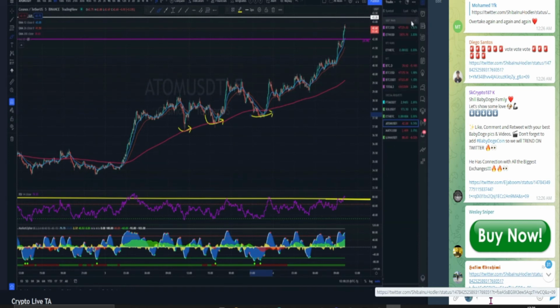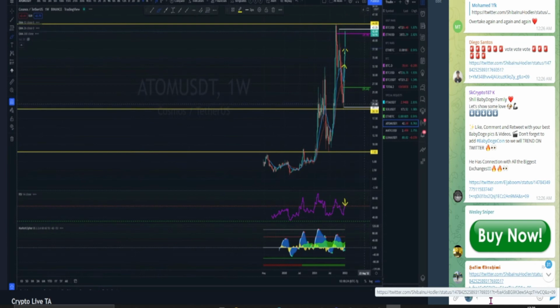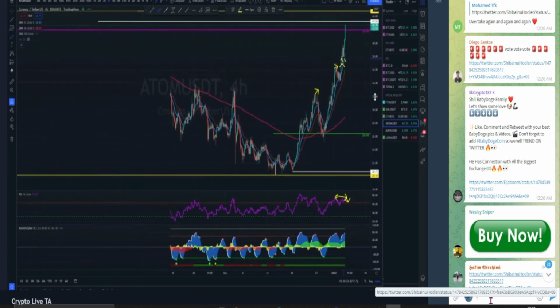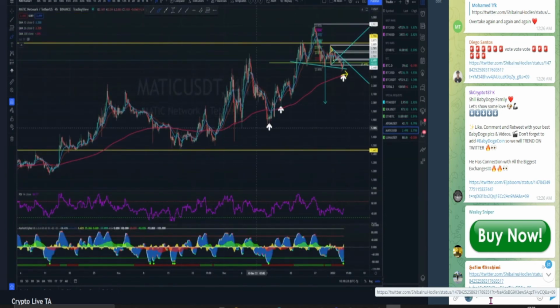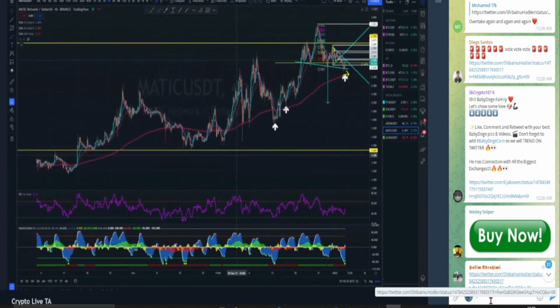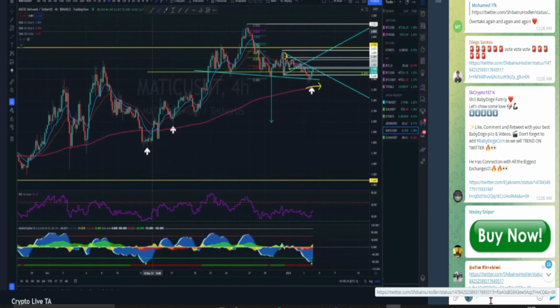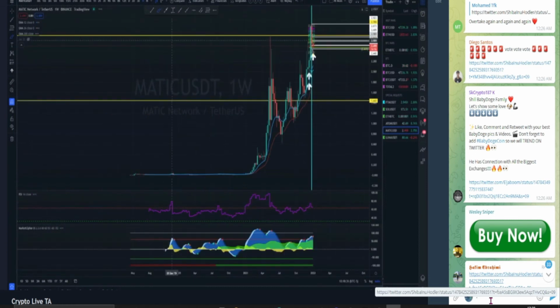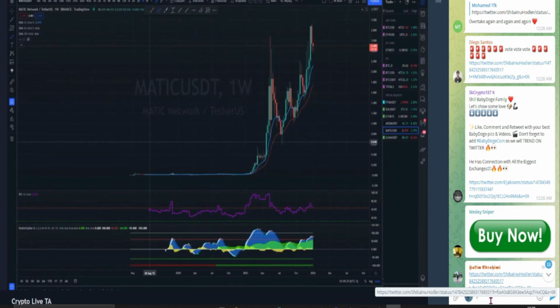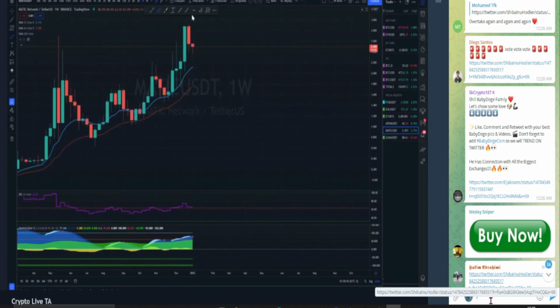All right, let's get back to our list. Matic. Let's take a look at Matic. We look at Matic quite a bit. I'm just going to go to the 4 hour on Matic because we look at this one almost every single day. All right, so our weekly levels are marked in yellow. I don't know why. Actually, you know what? Let's go ahead and redo this. Sometimes it's just quicker to redo it.